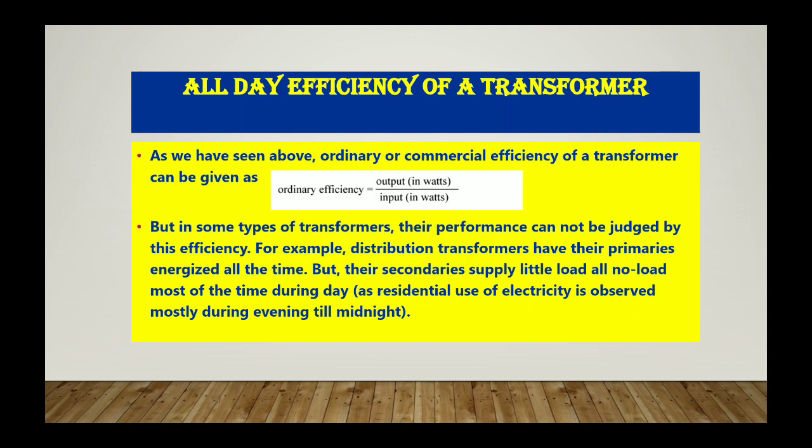Actually, what will happen when the distribution transformer is in operating mode, then the primary winding is always energized, but the secondary load is fluctuating. At the daytime, the load is reduced, and after the afternoon to the midnight, when the domestic loads are increased, then the secondary load also increases. So by the help of the all-day efficiency, we can calculate the efficiency of our distribution transformer.